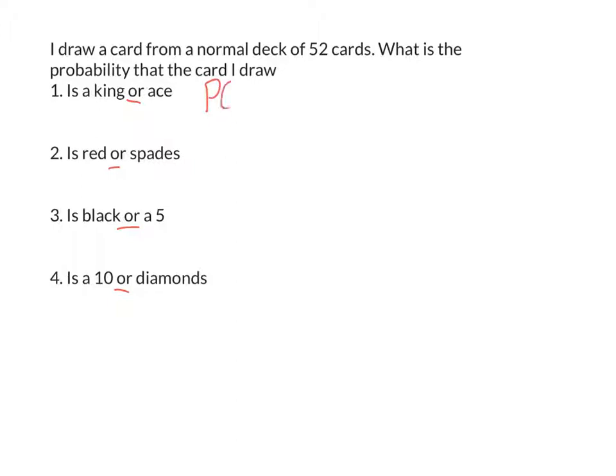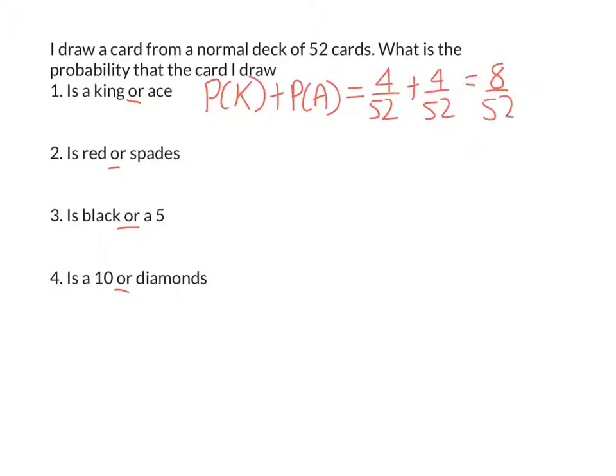So to find the probability that I get a king or an ace, I just find the probability of king, probability of an ace, and add them together. So 4 out of 52 kings, 4 out of 52 aces. The answer I get is 8 out of 52 because I just add them together, and that simplifies to 2 out of 13. Easy as.